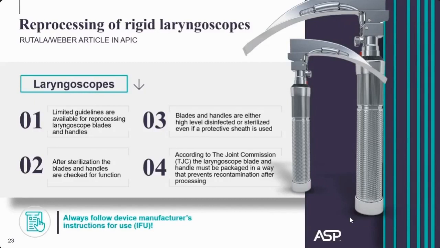Even if a protective sheath is used, laryngoscope blades and handles should be sterilized or high-level disinfected. The Joint Commission states after high-level disinfection or sterilization, the laryngoscope blades and handles must be packaged in a way that prevents recontamination.